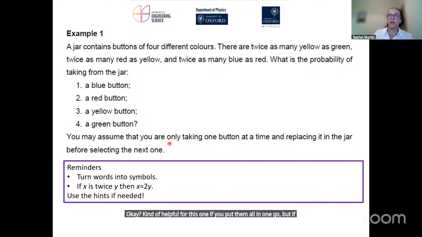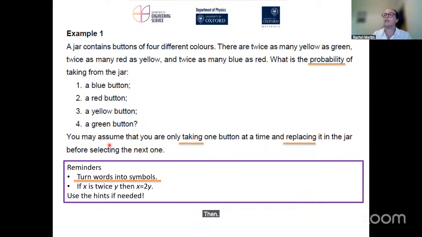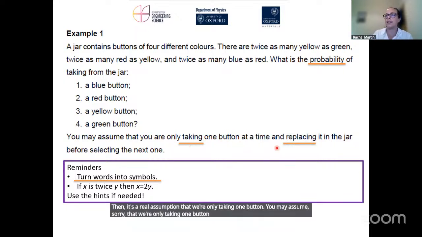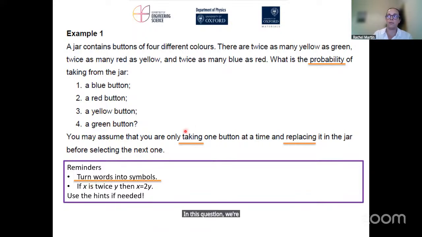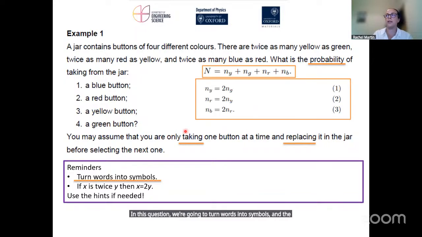But if you're thinking, oh, where do I start with this one? You may assume that we're only taking one button at a time and replacing it in the jar before selecting the next one. That's key information. In this question, we're going to turn words into symbols, and the question is about probability. So we know that the total buttons in the jar, n, are the number of yellow plus the number of green plus the number of red plus the number of blue, and that will come in handy later.